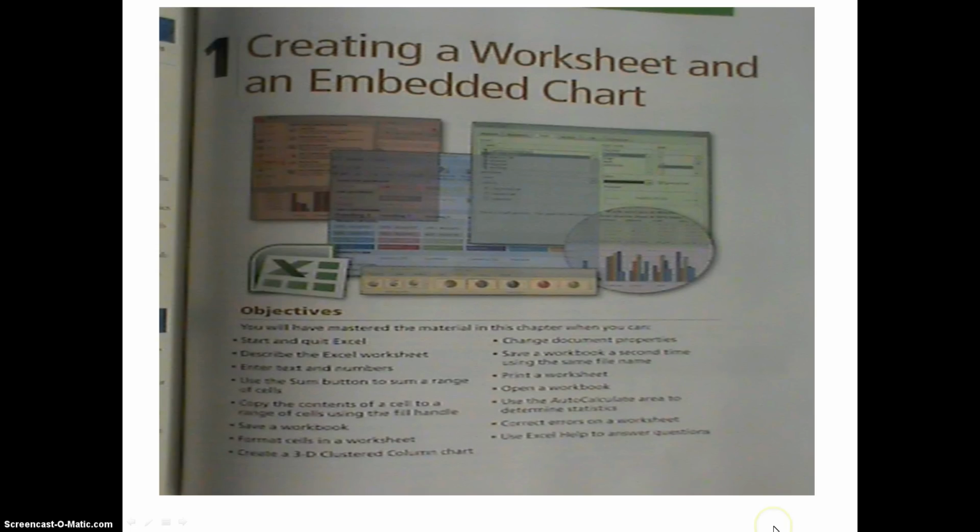So in this chapter, we're actually going to be looking at starting and quitting Excel, describing the Excel worksheets, entering text and numbers, using the sum button to sum a range of cells, copying the content of a cell to a range of cells using the fill handle, saving the workbook, formatting cells in a worksheet, creating a 3D cluster column chart, changing the document properties, saving the workbook a second time, printing, which we won't do in class, opening a workbook, using the auto calculate, correcting errors, and using the help menu to get us through Excel.